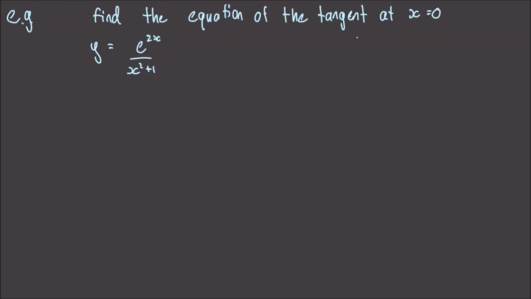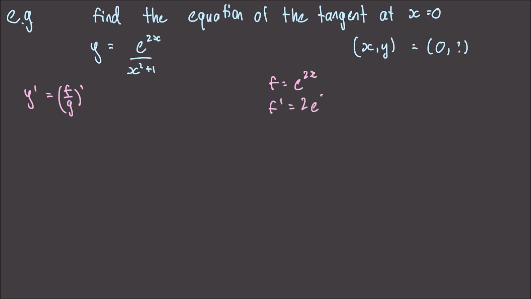Right, here's one for you to try. Pause the video and have a go. Okay, we're going to find our x and y coordinates. We know the x value is given as 0. We'll find the y value soon. But first, just to find the gradient of the tangent, we need to differentiate. And to do that, we're going to need to use the quotient rule for this question. Here are the pieces that we're going to use.